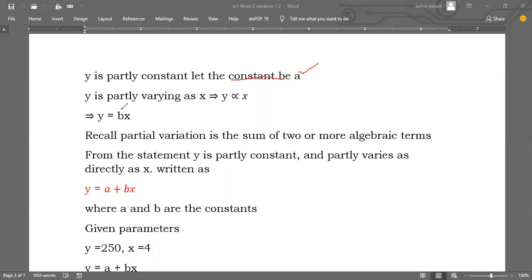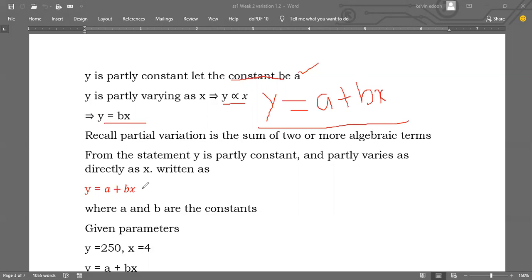In this case, I'm using b as my constant. You can decide to use any letter of your own choice as your constant. You can even use k as your constant. There's no problem. But this statement, you express it. The next thing for you to do now is just this. Since this is a partial variation, and partial variation has to do with sum, just come and say y is equal to a plus bx, and that is it. This is that relationship.